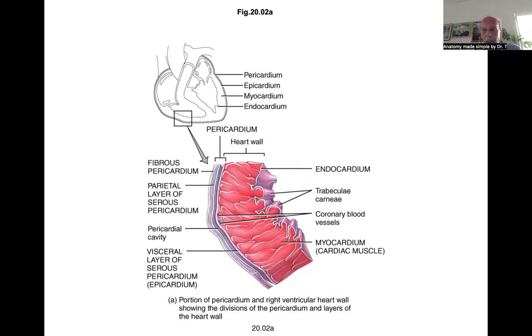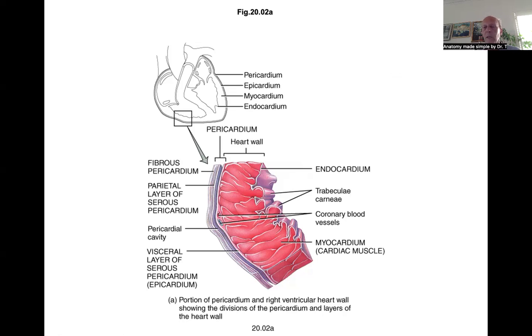This is parietal layer. Parietal layer reaches the surface of major blood vessels, where it makes a U-turn, a 180 degree turn, and then as a single continuous layer starts covering the very surface of the heart, practically turning itself into the visceral layer of serous pericardium, or the epicardium.